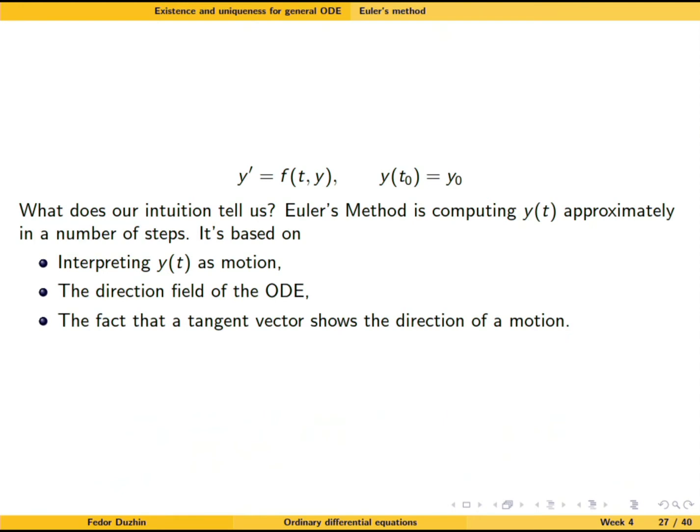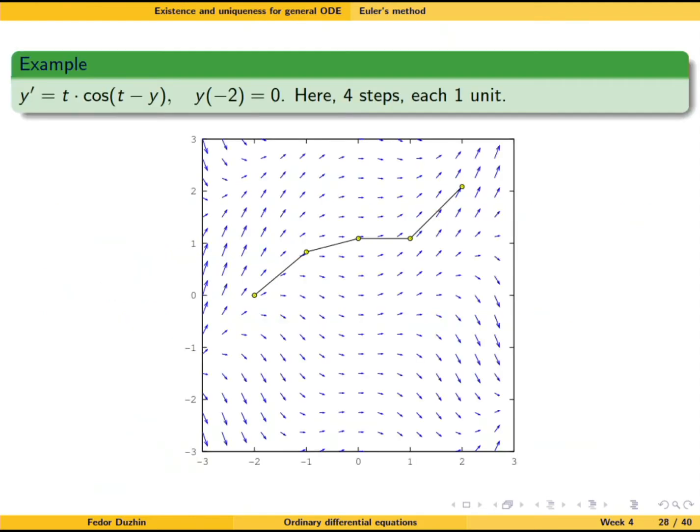Now, let us discuss existence and uniqueness of solutions of general ordinary differential equations, not necessarily a linear one. So when you start thinking about it, the first thing that comes to your mind is probably the so-called Euler's method. And so let me try to explain what it is. So what is Euler's method?